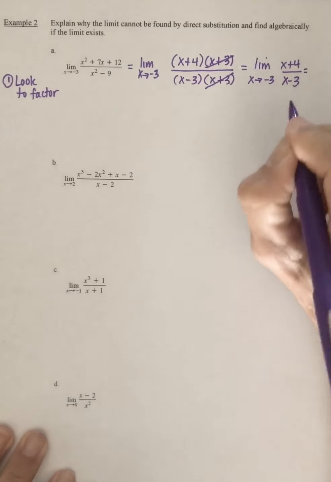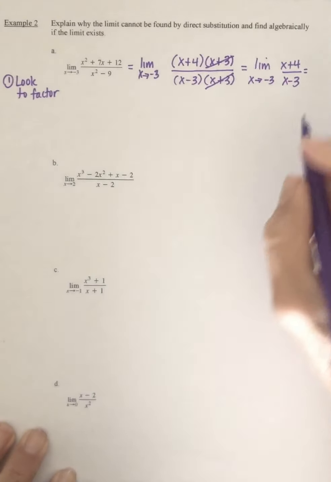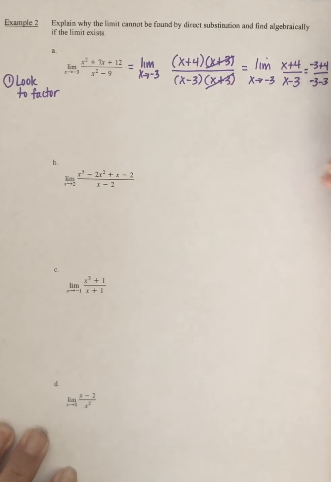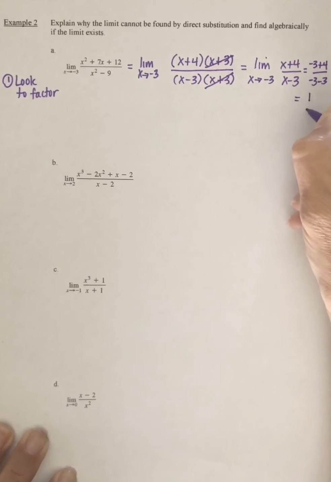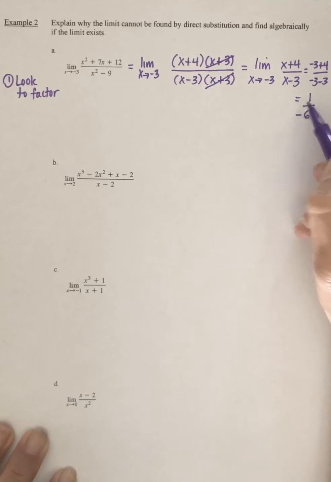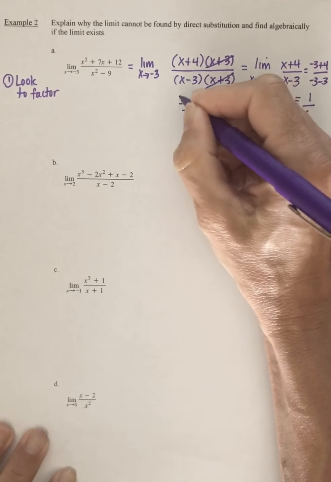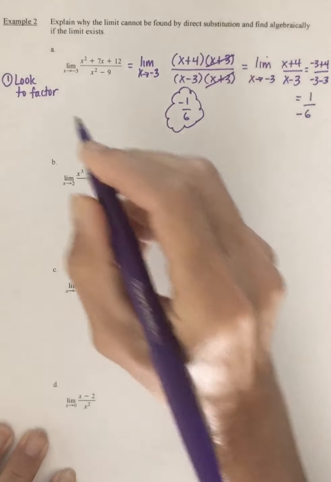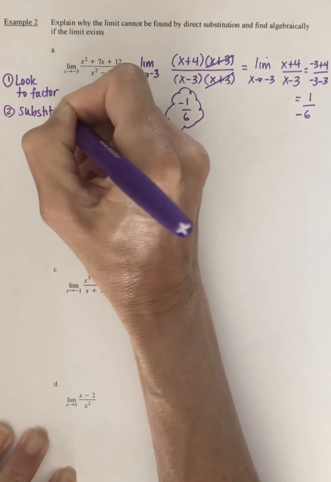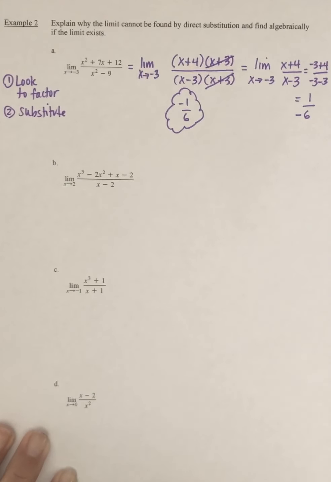So you have, I don't know if I'm going to run out of room, let me double check. You're going to have -3 plus 4 over -3 minus 3, which is going to give you a +1 up top and a -6 on the bottom. So your limit is going to be -1/6. Okay, so you look to factor and then substitute. So it's like one substitute, one little minor stop along the way.